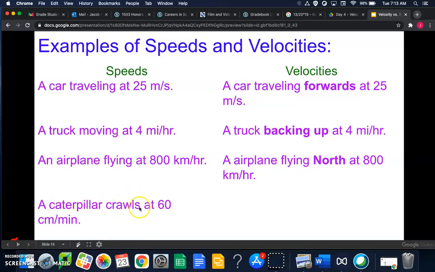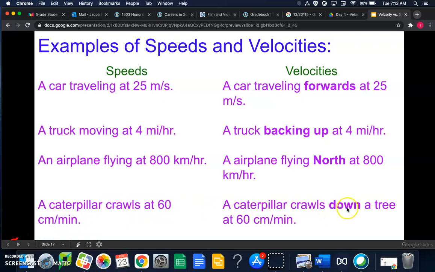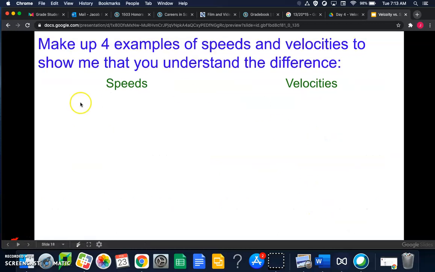A caterpillar crawls at 6 centimeters per minute. A caterpillar crawls down a tree at 60 centimeters per minute. Right, so that's the difference between a speed and a velocity. So up next, you're going to come up with your own examples. Come up with 4 different examples of speeds and velocities, just to show me that you understand the difference, okay?